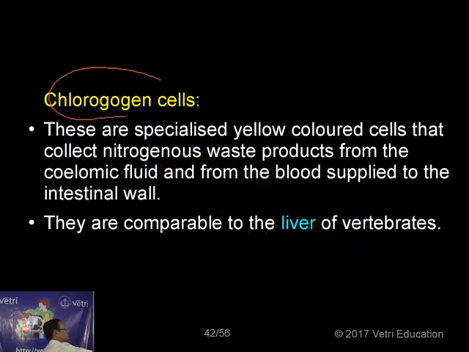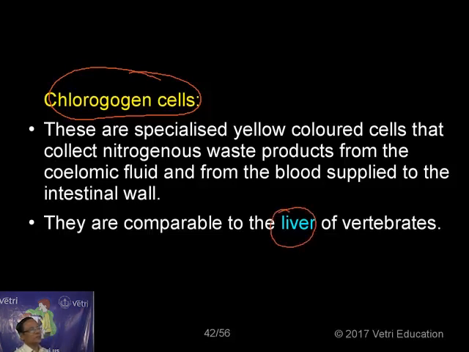Now this is another question, chloragogen cells, where do you come across chloragogen cells. These are yellow colored cells. They are formed attached to the wall of the intestine. Their main function is collecting the waste products from the coelomic fluid as well as from the blood, and then secreting them into the intestine. So they collect nitrogenous waste products from the coelomic fluid and from the blood supplied to the intestine wall, and then put them either into the intestine or simply drop them in the coelomic fluid. Then they are captured by the phagocytic cells or the nephridia. Simply they are yellow colored cells concerned with excretion in the earthworm, and they are comparable to the liver of vertebrates. So question, chloragogen cells, specialized cells formed in the case of earthworm Pheretima along with the nephridia for excretion. They are compared to the liver of vertebrates.